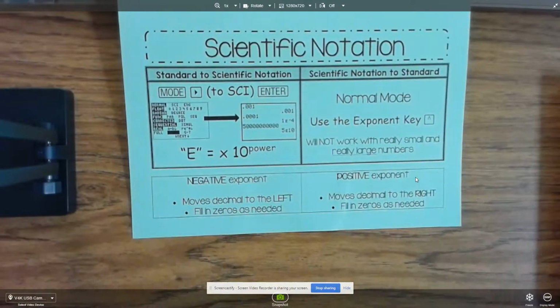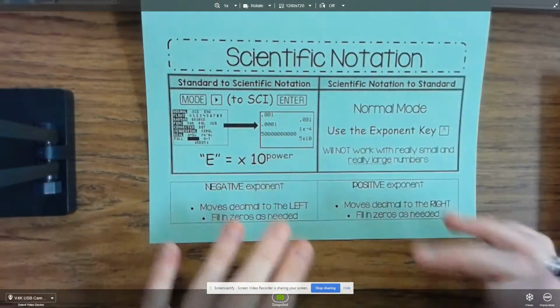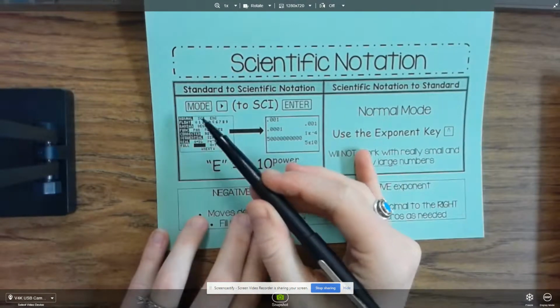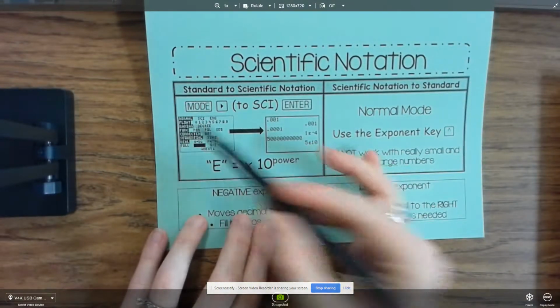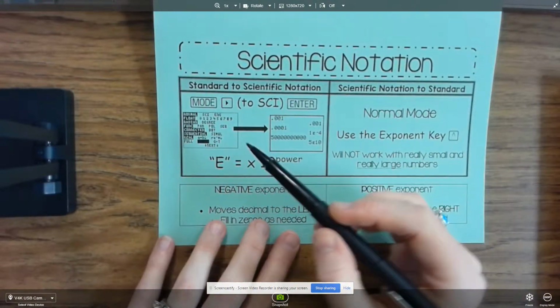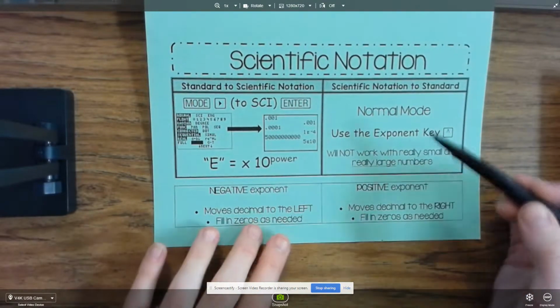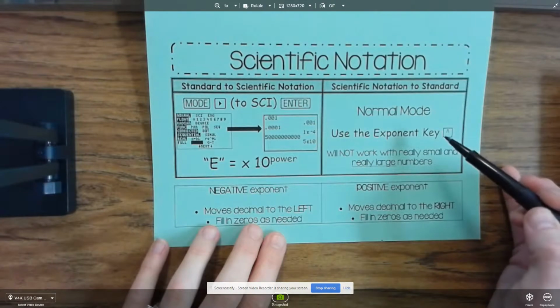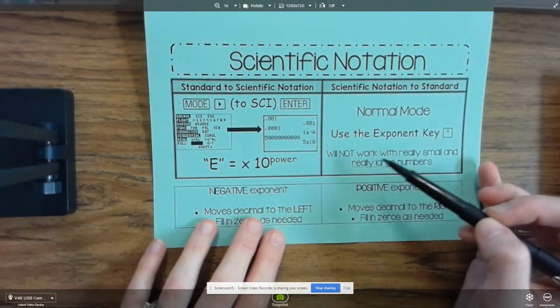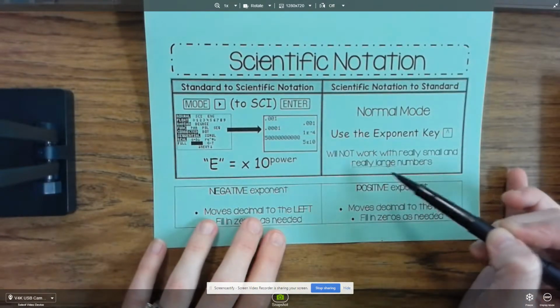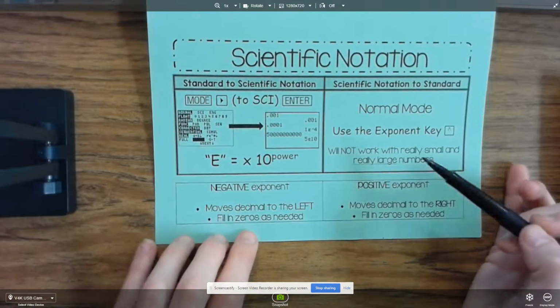This video is for scientific notation. Remember, in your calculator, you can switch your calculator over to Sci mode, and this will put all your answers into scientific notation format. And then in normal mode, you're going to use the exponent key. But remember that this is not going to work with really, really small and really large numbers. You're going to have to do it by hand.